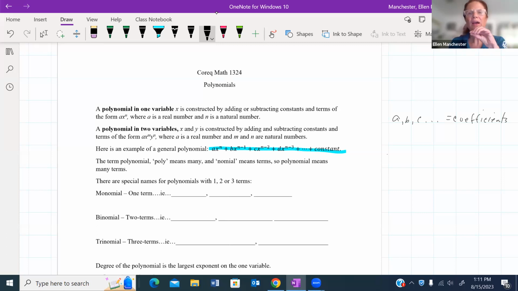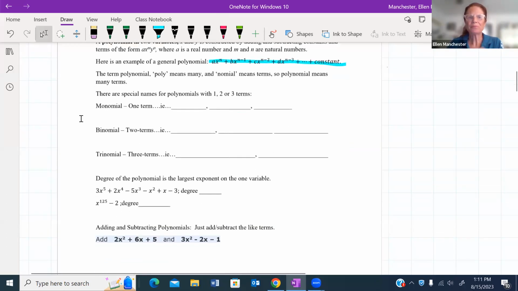Now, when you have a polynomial with 1, 2, or 3 terms, that's a special name. Anything that has 4 terms or more, those are just called polynomials, the generalized term. So a monomial is 1 term. I'm going to give you some examples. If you had 3x squared, 3 is your coefficient, x squared is the variable, and you could read this as having 3 x squareds.